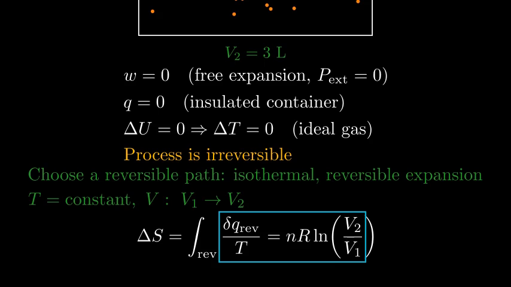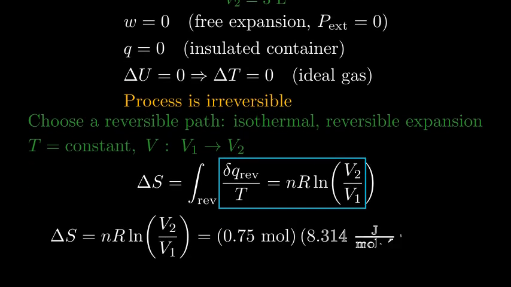Now, we simply substitute the numbers. n equals 0.75 moles, V1 equals 1.5 liters, and V2 equals 3 liters. The ratio V2 over V1 is 2. So delta S equals nR times the natural log of 2.